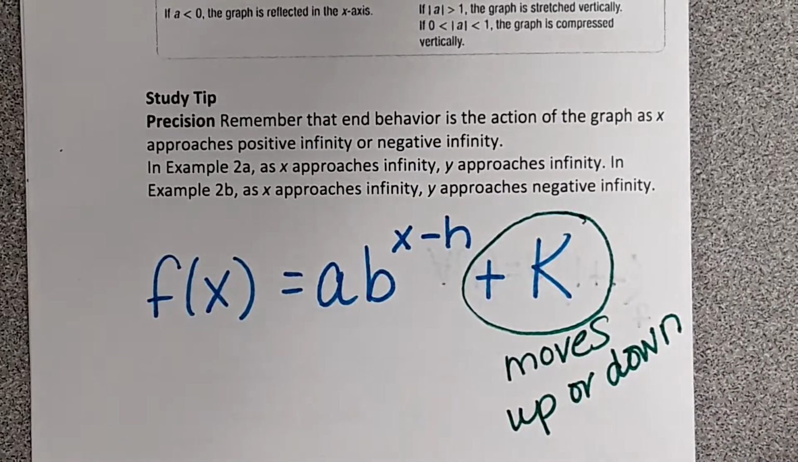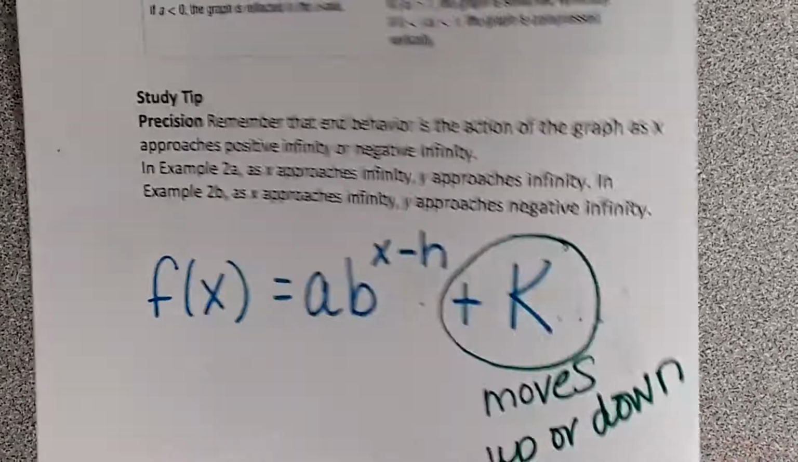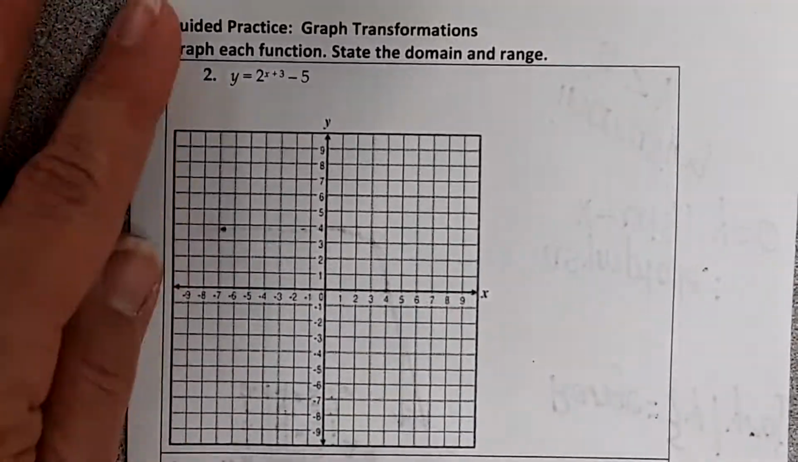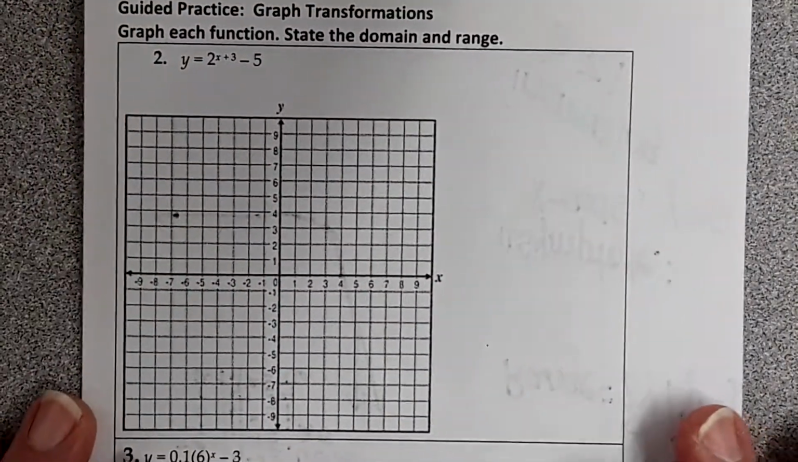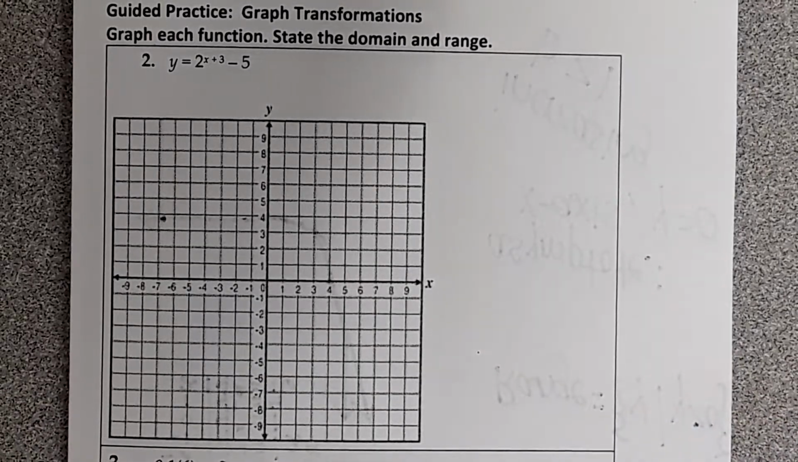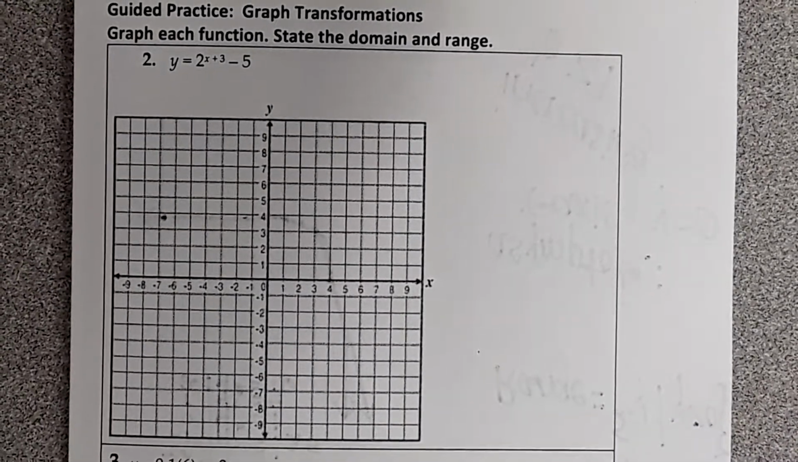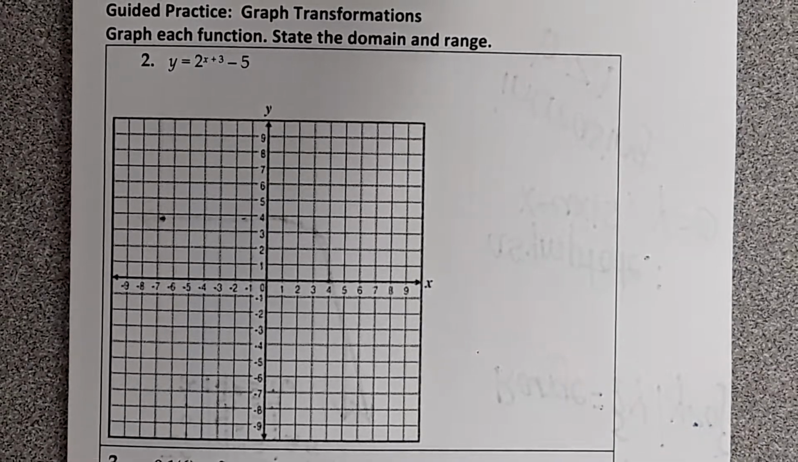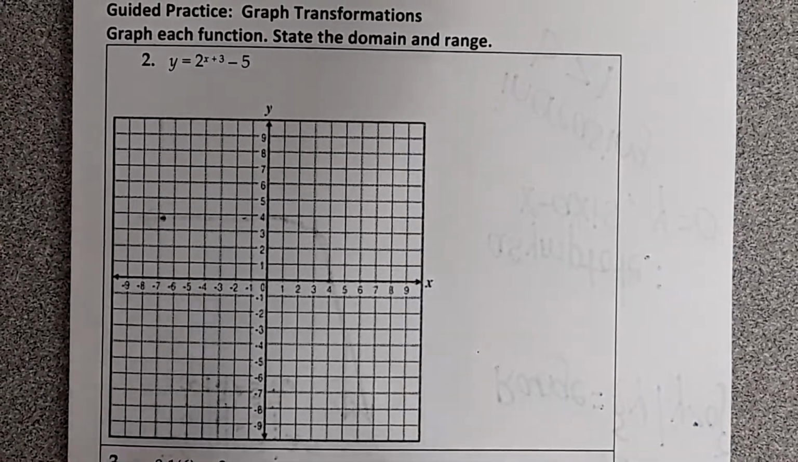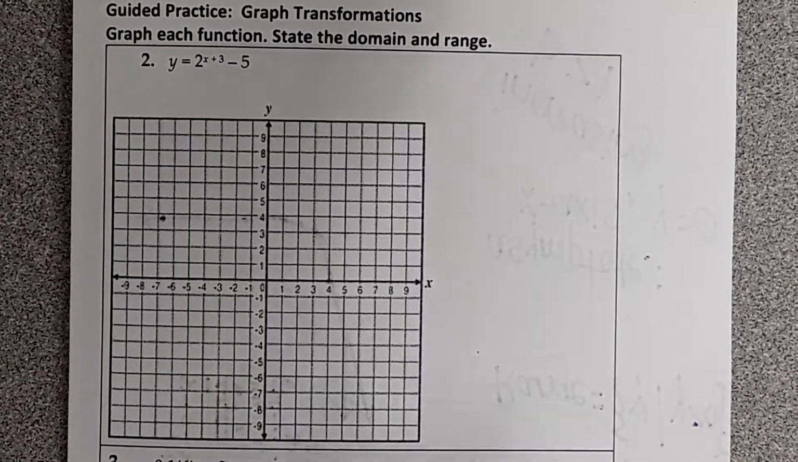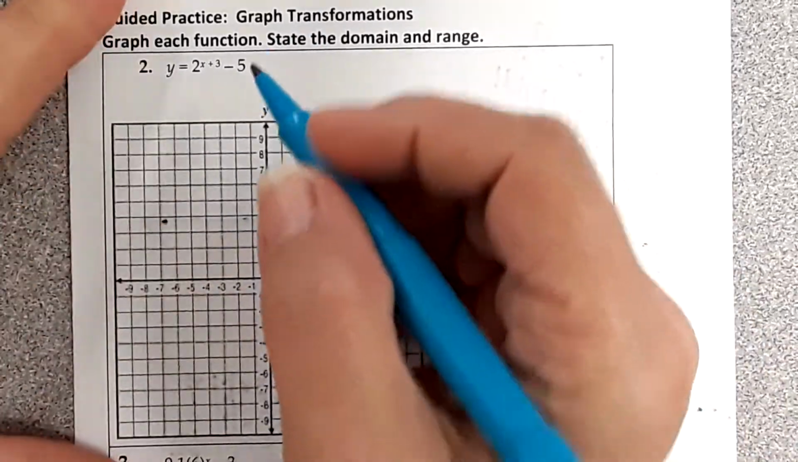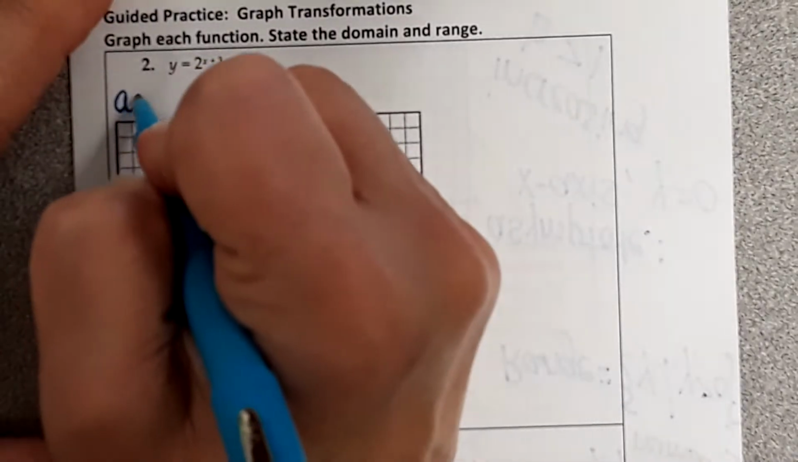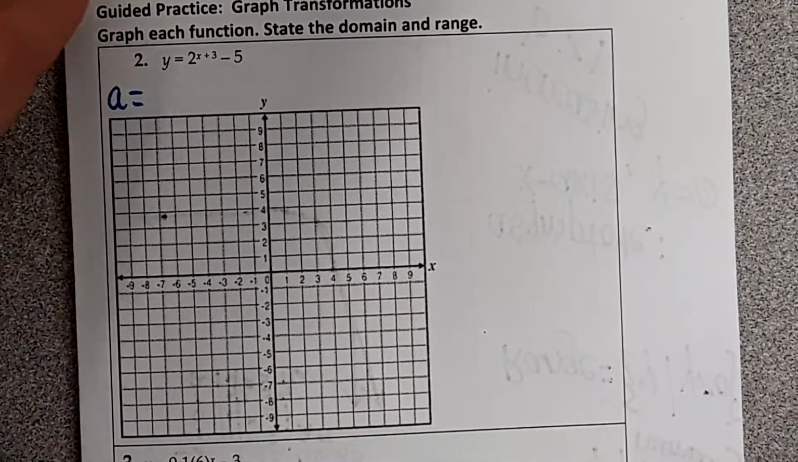So with that being said, what we're going to do is we're going to graph 2 more problems. So we're going to graph this number 2, and then we're going to graph number 3. So a couple things that you need to do is you need to identify a couple things in here. Some of them will help us with a couple things we're doing. So let's define a. So in this problem, what is a?